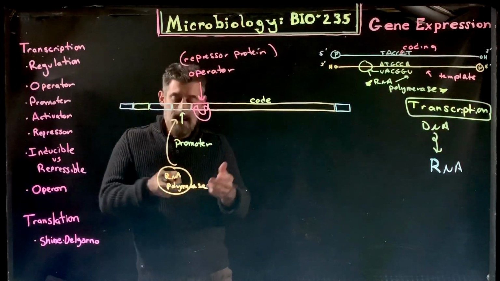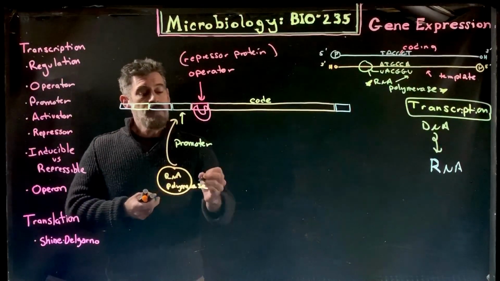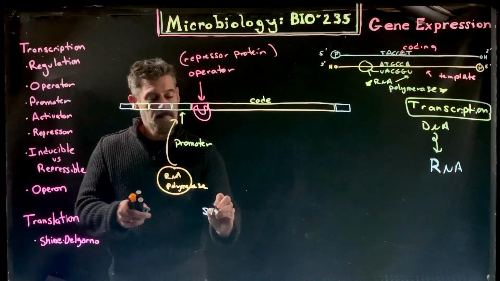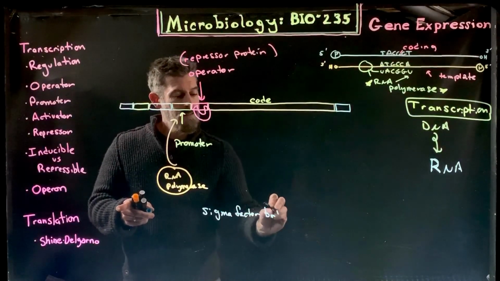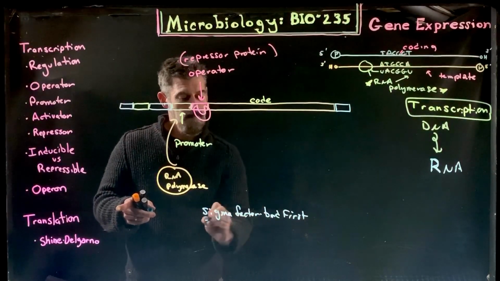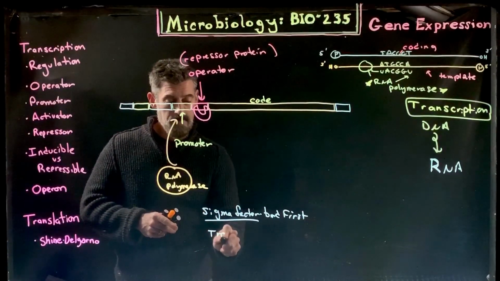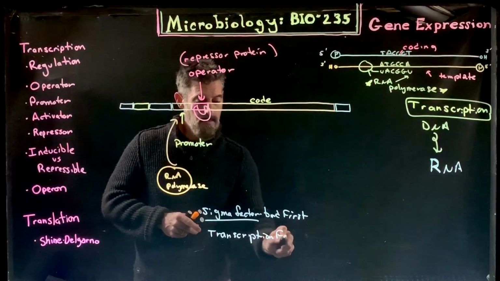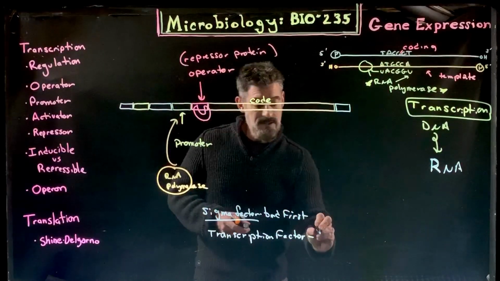In bacteria, we're going to add a little bit to this here. So this is in addition to things you already know. There's going to be something called a sigma factor. That will bind first. So a sigma factor is a bacterial transcription factor. And transcription factors are proteins, so they're essentially DNA binding proteins.